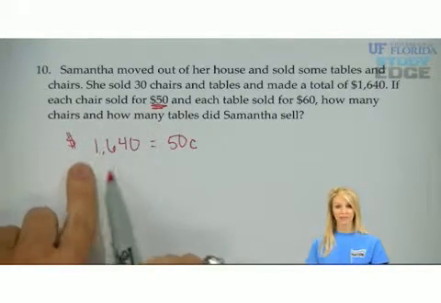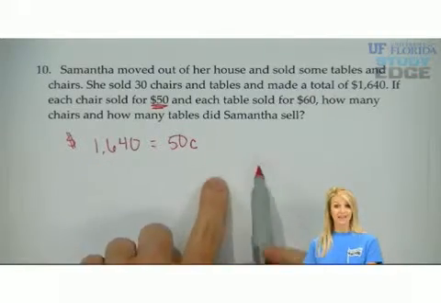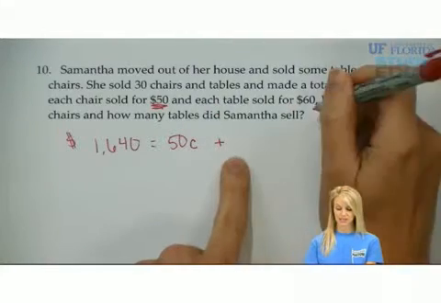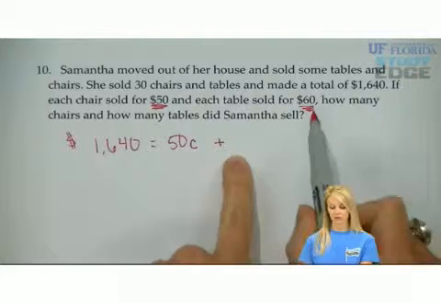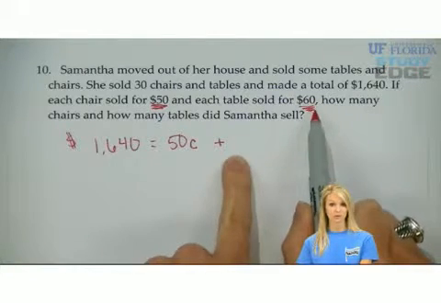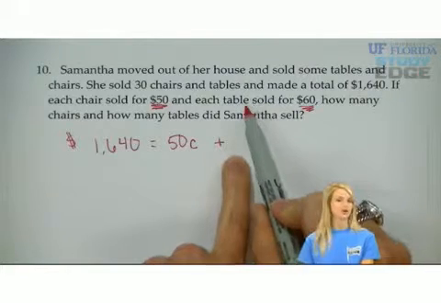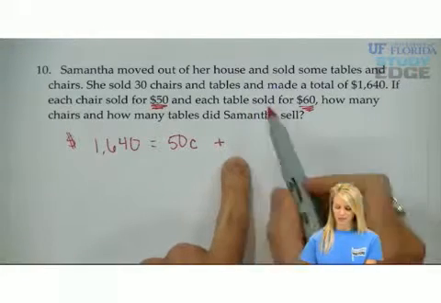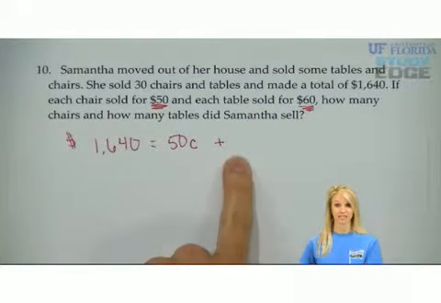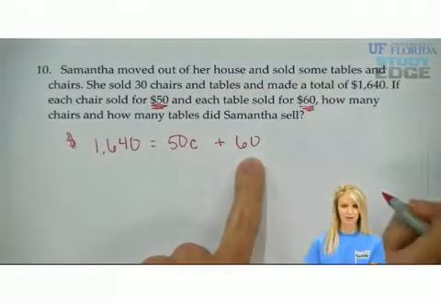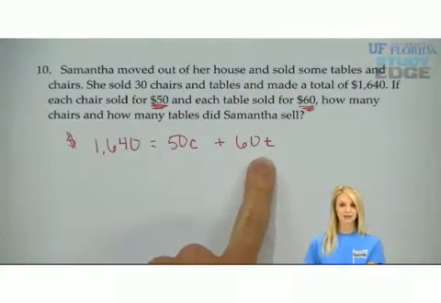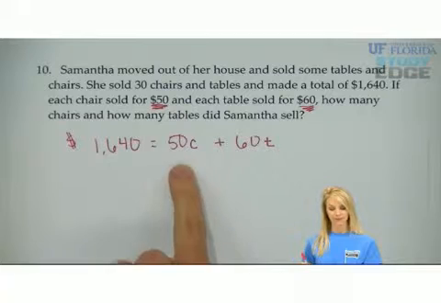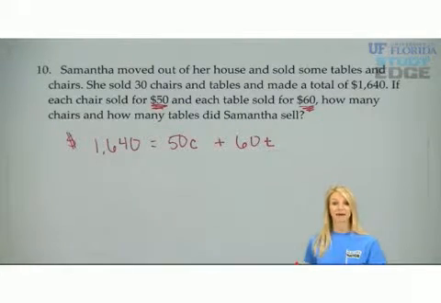Now we know that the total amount of money that she gets is from the chairs and the tables. Well, how much money does she get from selling the tables? Well, each one sells for $60. If each one sells for $60, how much money does she get total? It depends on the number that she sells. Do we know how many tables that she sells? No. That's our variable. Let's call it T. So the amount of money that she gets from selling tables is $60 per table times the number of tables. So the total amount of money that she gets is $1,640. That's from the money selling chairs and the money selling tables.